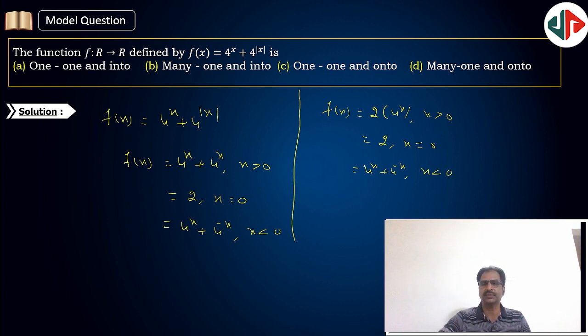Now we have to check whether it is 1-1 or not. Clearly, for different elements, check whether they have different images or not. If you take positive values of x, the function is 2 into 4 power x. For 0, you get 2. For negative, 4 power x plus 4 power minus x. So, different elements have different images. Therefore, f is 1-1.